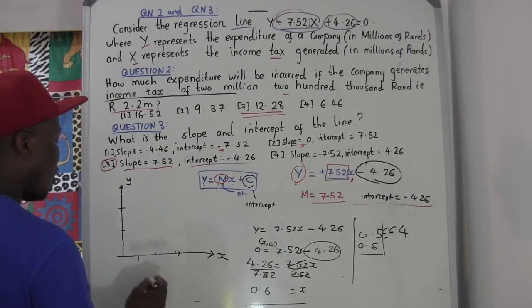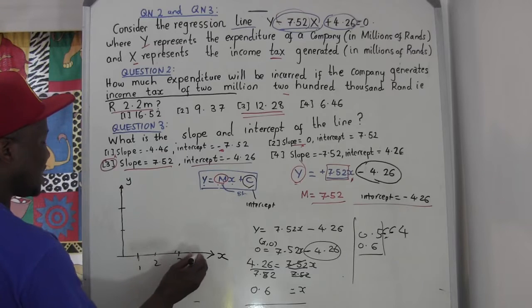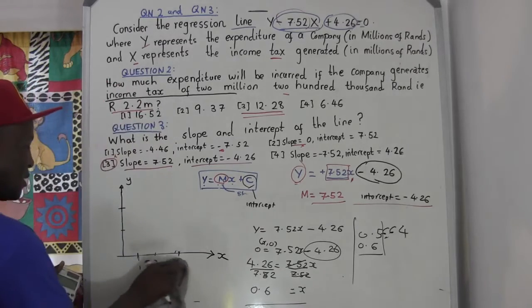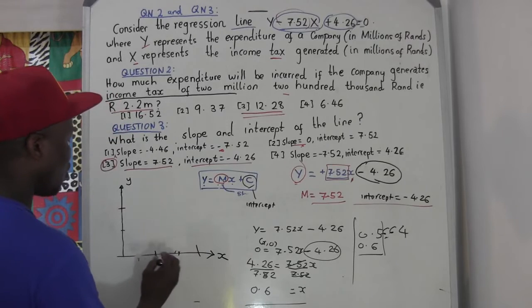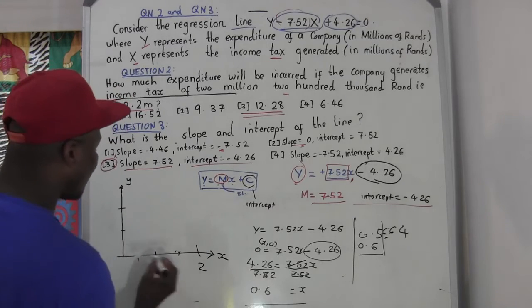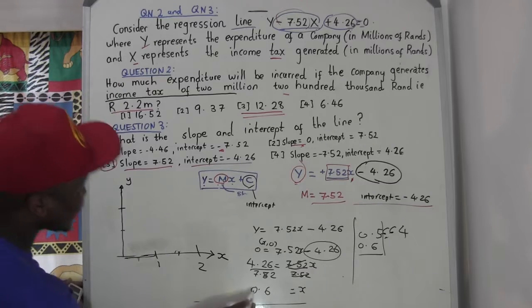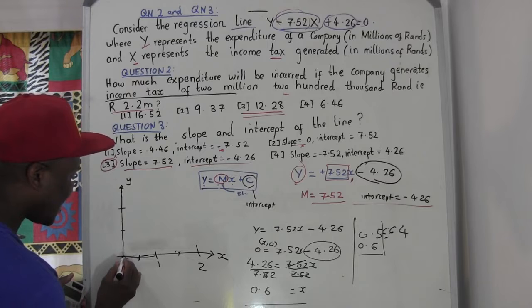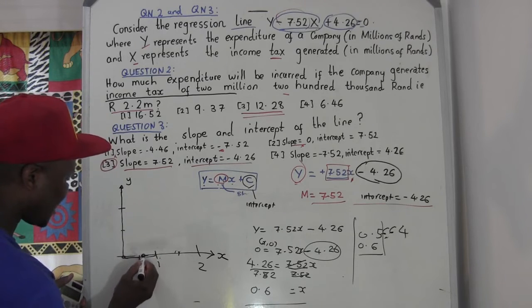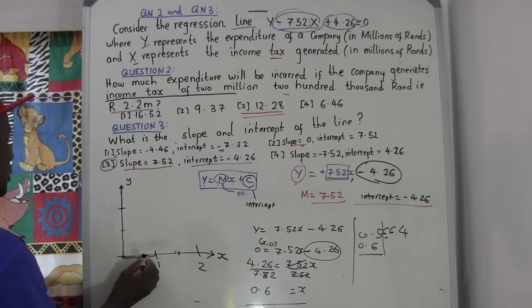Okay, if this is 1, this is 2, this is 3. Let's say this is 1 and this is 2. The value of x is 0.6. Look, if this is 1, 0.6 means it's not even a 1. This is 0.5, because this is 0, 0.5, 1, so 0.6 is somewhere here. That's the value of x, 0.6.